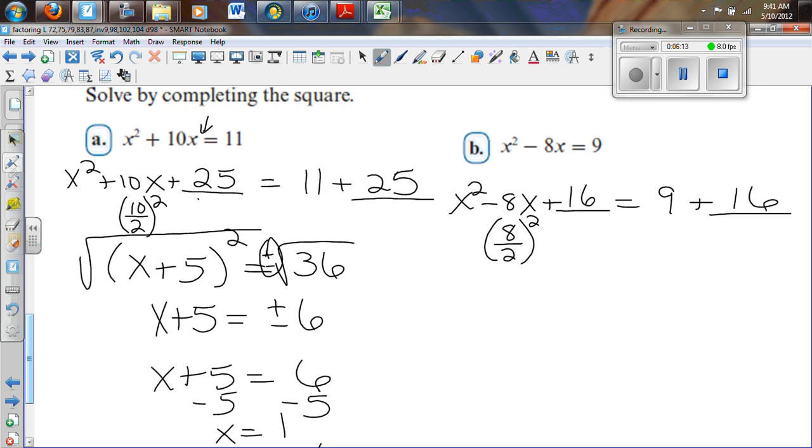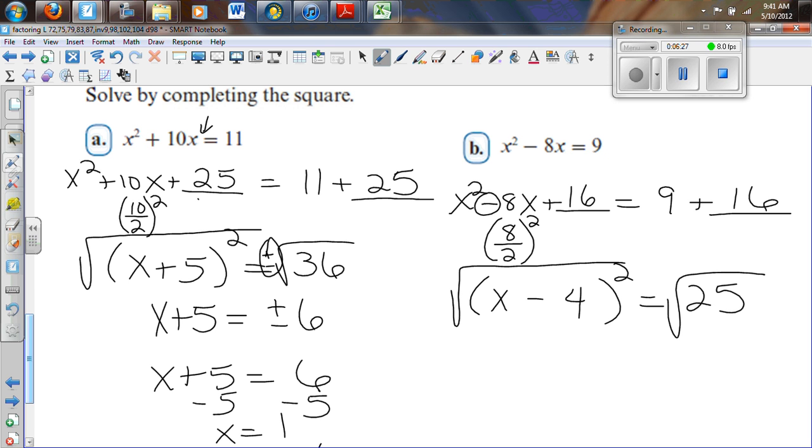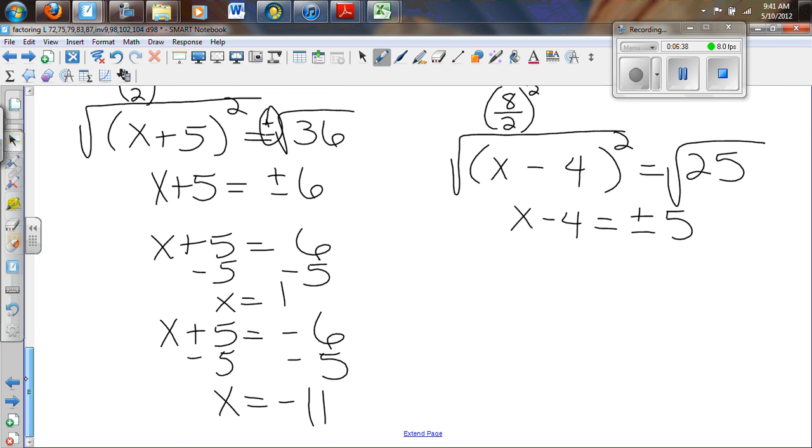And so we know then on this side we have x, and be careful because this is a minus 4 squared. And on the other side we have 25. And notice both are perfect squares, so we're going to take the square root. And so x minus 4 should equal positive or negative 5. And again, we have two equations we're going to write. And so x minus 4 equals 5, and x minus 4 equals negative 5.